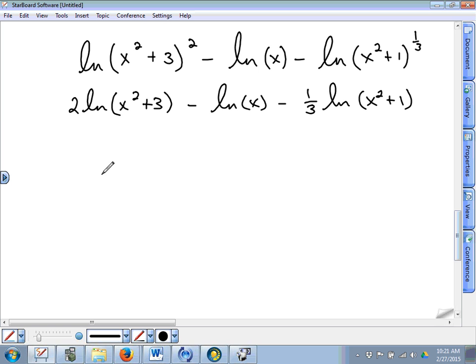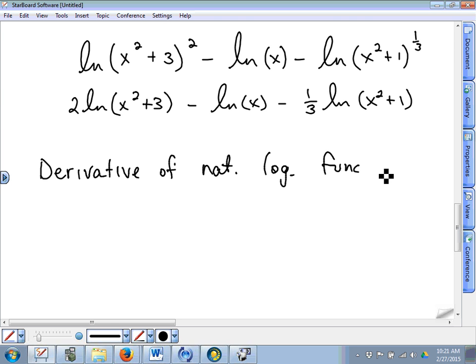Here's the new stuff. This is the last topic. We're already on the last topic. The derivative of the natural log function.